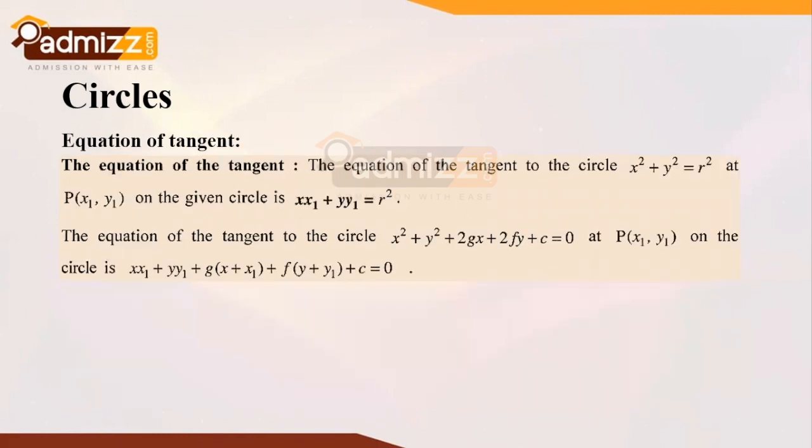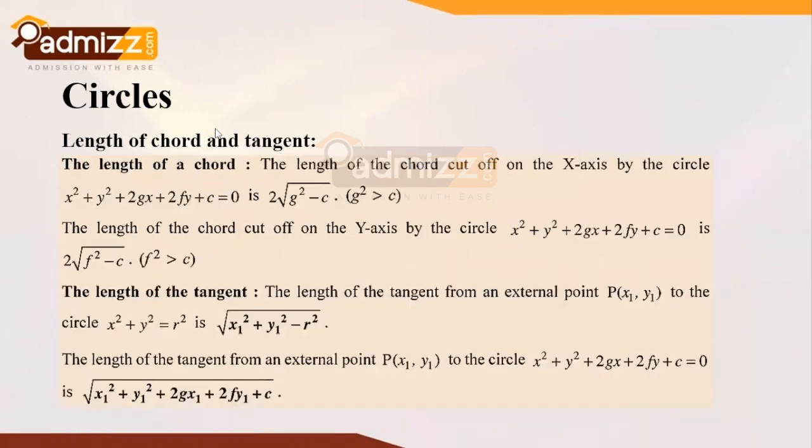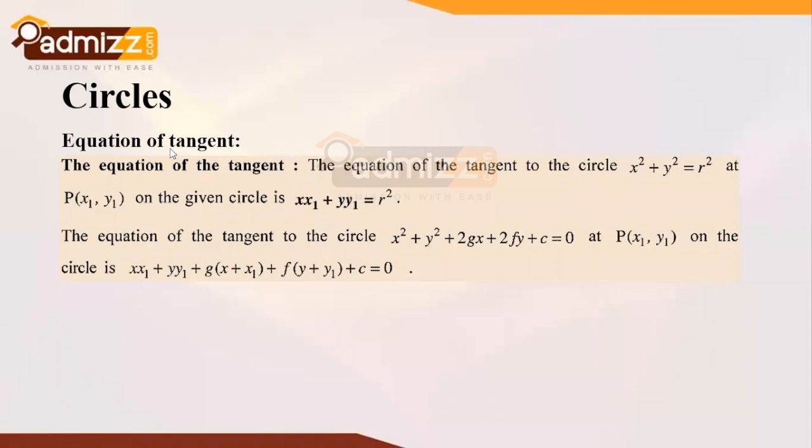Then after the equation of tangent, up till now we have looked at the length of chord and tangent. Now we'll have a look at the equation of tangent. The equation of tangent to the circle x² + y² = r² at point P (x1, y1) on the given circle is x x1 + y y1 = r². Let's say the circle is like this, and this is the tangent, and this is the point P. The touching point of the tangent and circle.